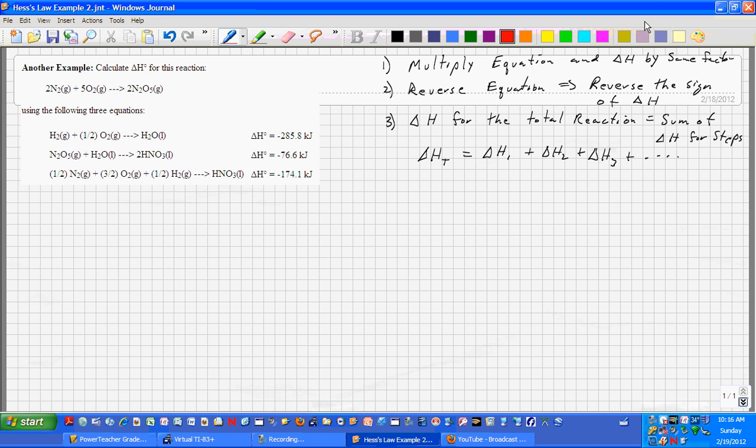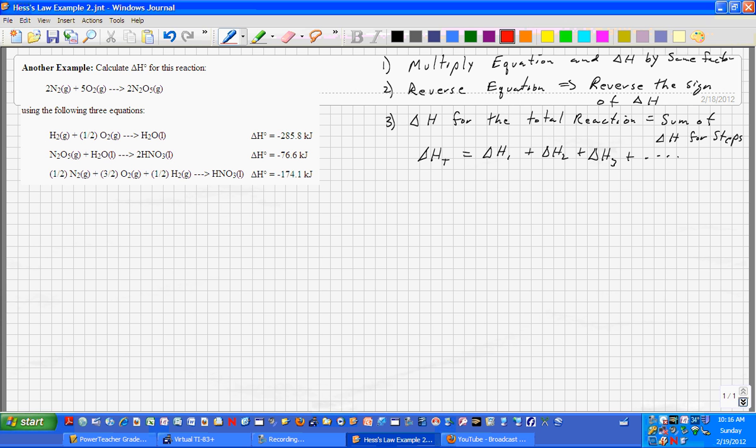Here's an example of how to use Hess's law, or the steps for Hess's law. We've got some rules that we need to follow. Whatever we multiply our chemical equation by, we have to do the same to our delta H. If we reverse our chemical equation, we're going to reverse the sign on delta H. And then finally, the delta H for the overall reaction that we're trying to find is the sum of the individual delta H's for those steps after they've been manipulated.